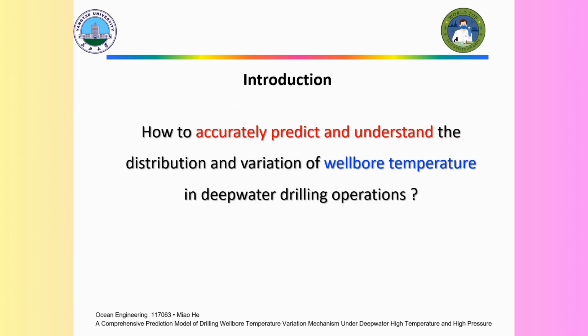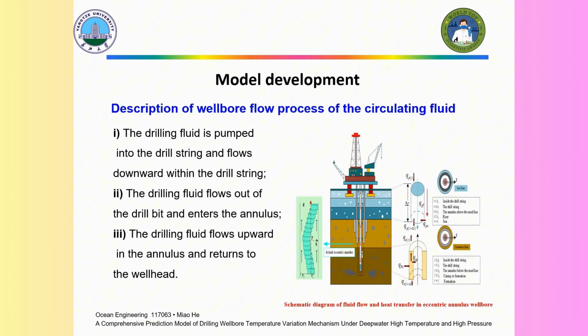How can we accurately predict and understand the distribution and variation of wellbore temperature in deepwater drilling operations? Description of the wellbore flow process of the circulating fluid. The drilling fluid is pumped into the drill string and flows downward within the drill string. It flows out of the drill bit and enters the annulus, then flows upward in the annulus and returns to the wellhead.